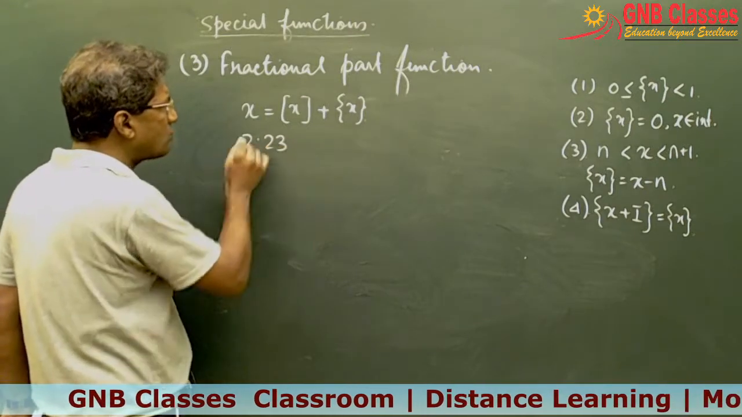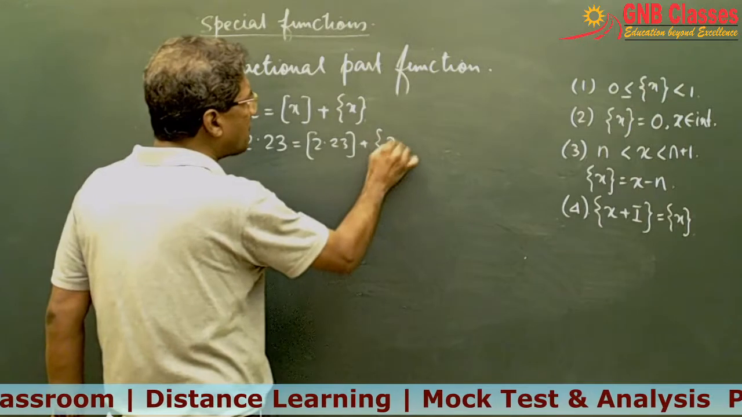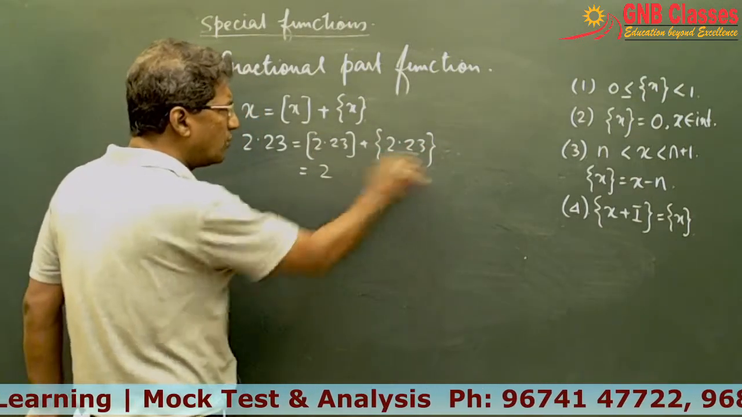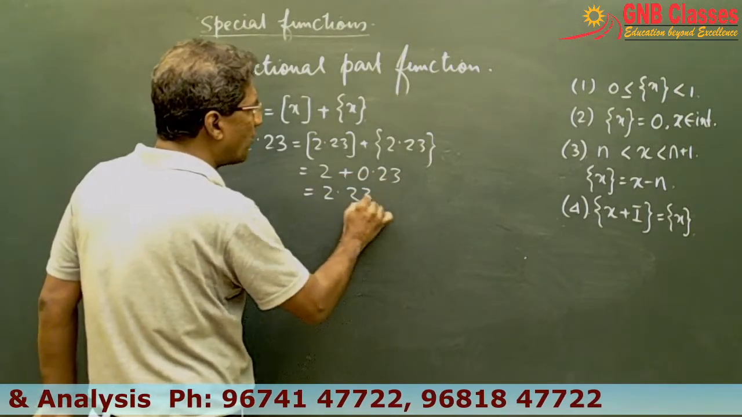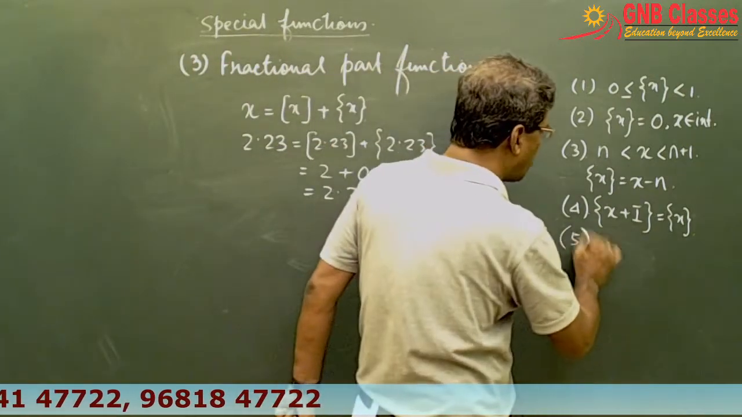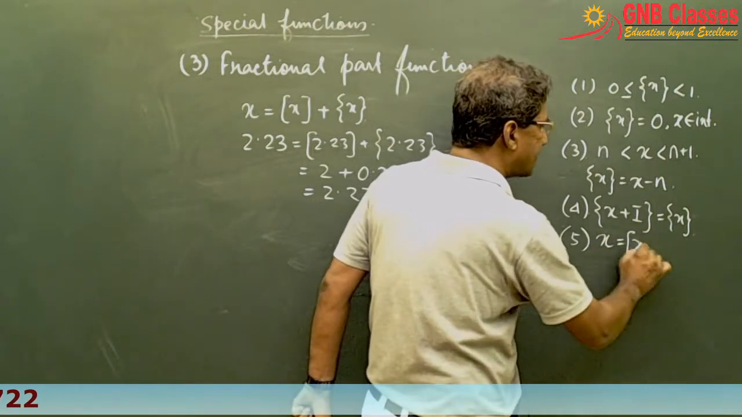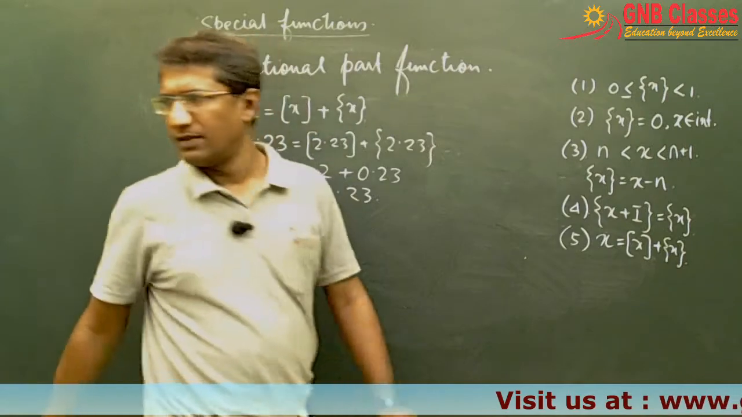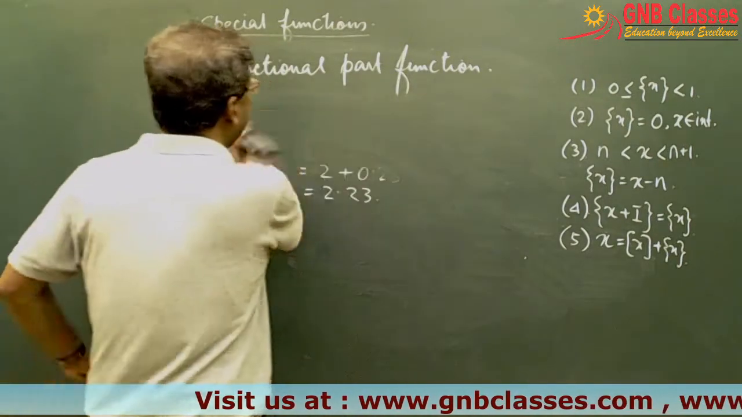2.23, think about it. Box of 2.23 plus the fractional part of 2.23. Tell me. Box of 2.23 will give you 2, and for this it will give you 0.23. So answer is again 2.23. Is it clear? So the fifth point that we got, very important, is any x, any number can be written as box of x plus fractional part of x. Is it clear to everybody? Absolutely? Okay.